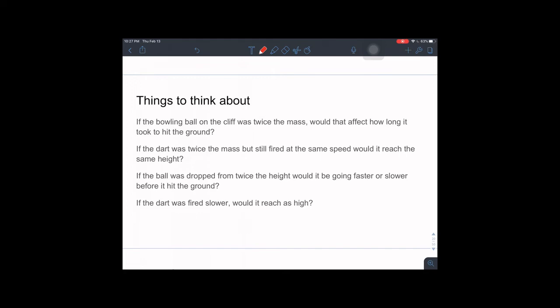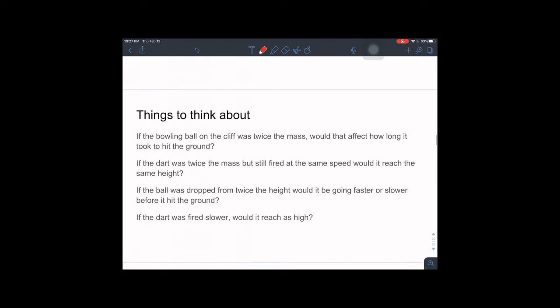Just some things to think about to check in. If the bowling ball on the cliff was twice the mass, would it affect how long it took to hit the ground? No. Just like the hammer and feather on the moon dropped, or a golf ball and a bowling ball dropped. Any masses dropped from the same height at the same time, ignoring friction, will hit the ground at the same time at the same speed.